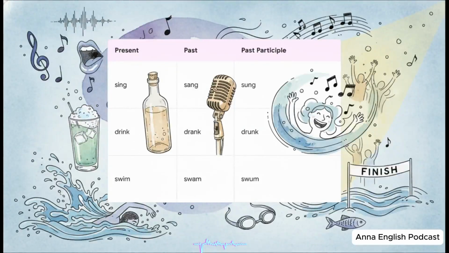Okay, next up is a really common one. Here, we're looking at three forms: the present, the simple past, and the past participle. That's the form you use with have or has, like in I have sung. And the pattern? The middle vowel changes from an I to an ah to a u. The trick is to learn them like a song. Sing, sang, sung. Drink, drank, drunk. That rhythm really makes it stick in your brain.